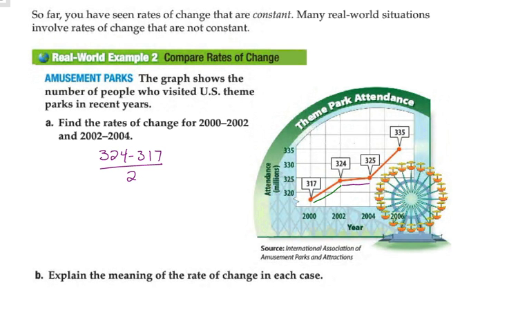Okay. So let's go ahead and do some computation. 324 minus 317. We have 7 over 2, which means that it's about 3.5 million people per year. Okay, there's our rate of change between 2000 and 2002. Let's go ahead and look at the other ones.